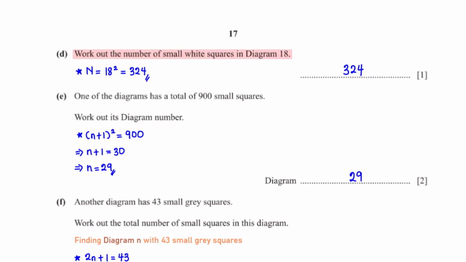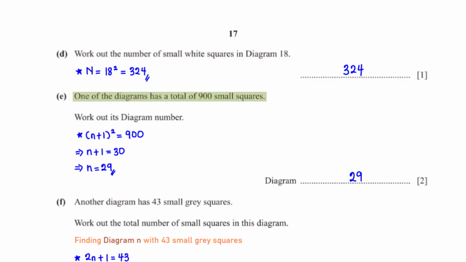Work out the number of small white squares in diagram 18. The number of small white squares in diagram n is n squared. So for diagram 18, we have 18 squared, which is equal to 324.